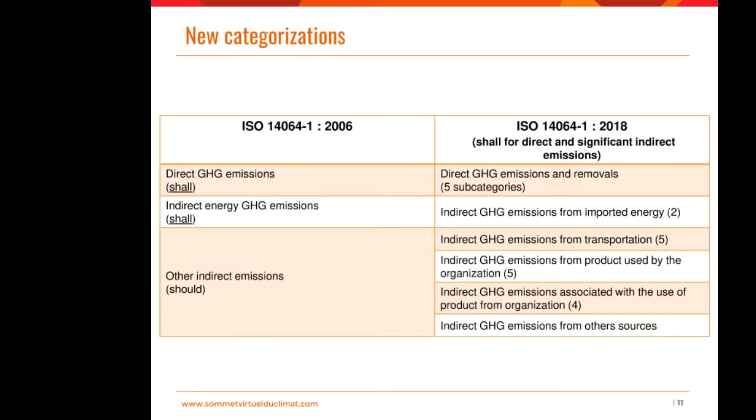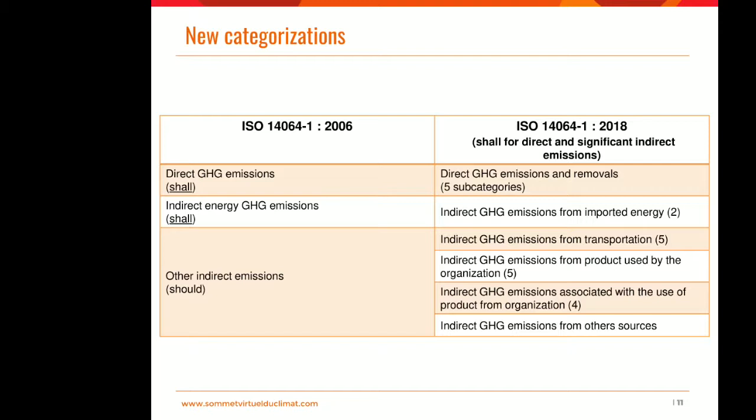Just to give you a rough understanding of the new categorization. Basically, the past version of the 40064-1 in 2006 obliged an organization that wanted to be compliant to quantify direct GHG emissions and indirect GHG emissions related to the use of energy. So basically the scope 1 and scope 2 for those who are familiar with the GHG Protocol. But what we call the scope 3, other indirect emissions, was only recommended but not mandatory. So now with the new version, all the direct emissions and all the significant indirect emissions are mandatory when you want to quantify, communicate and be compliant with this standard.